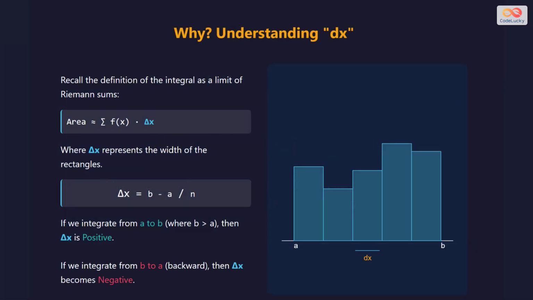Why does this happen? Let's look at the definition of the integral. The integral adds up many tiny rectangles. The width of each rectangle is dx, or delta x. When we go from a smaller number to a larger number, delta x is positive. But if we integrate backwards, from a larger number to a smaller one, that change in x becomes negative.